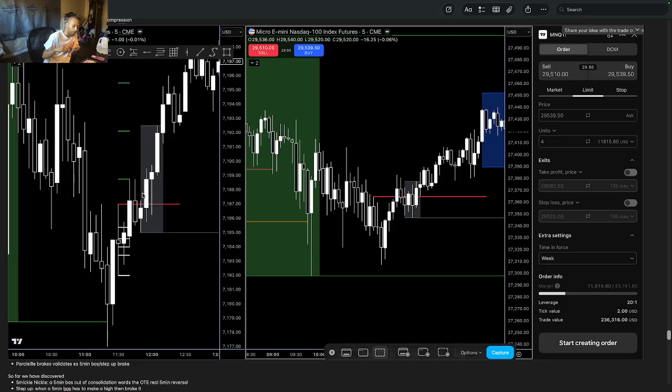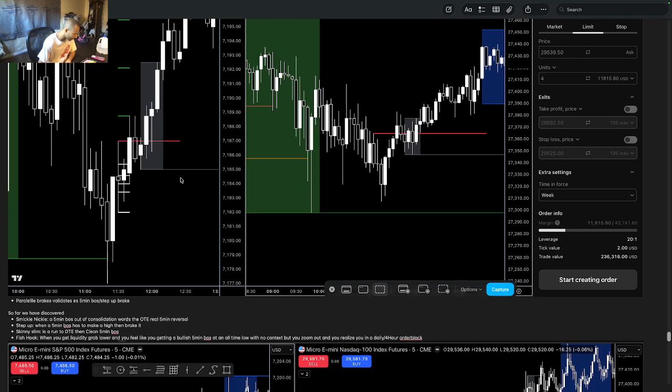So a fish hook and sniper, those are A+ setups. SMT compression and step ups, those are B+ setups. And anything past that, probably don't want to take.